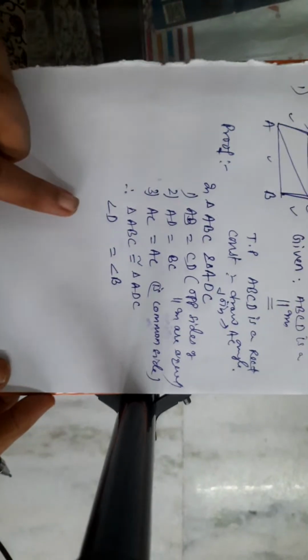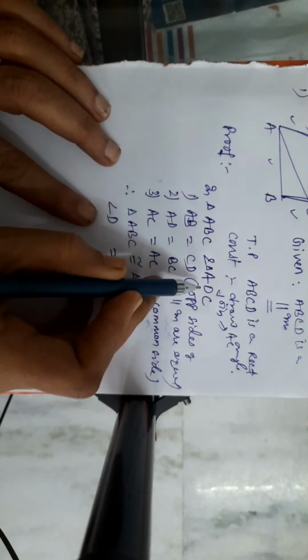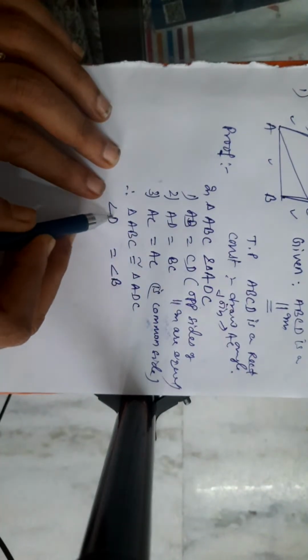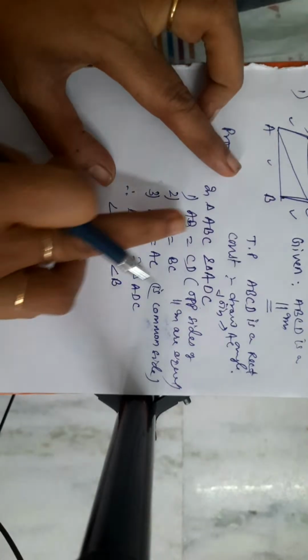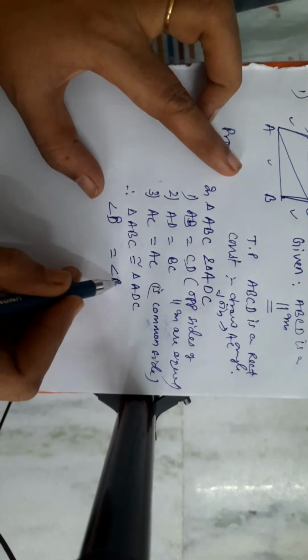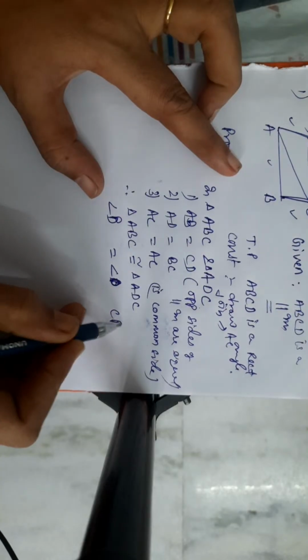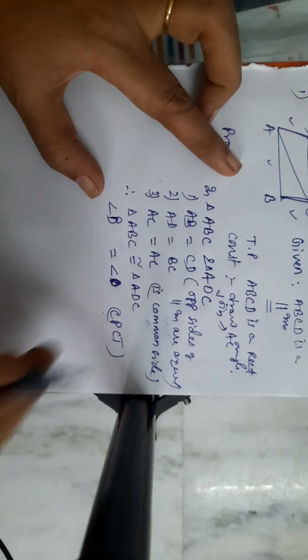See here, you need to concentrate properly. Here I have chosen ABC and ADC. So D is not there in this part. You should not take D here. As per the triangle only, angles are to be taken. So here angle B will be equal to D. This is by CPCT, that is, congruent parts of corresponding triangles.